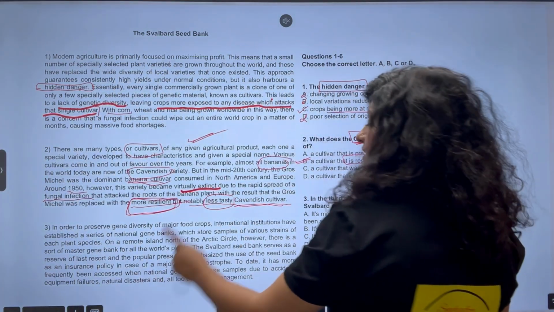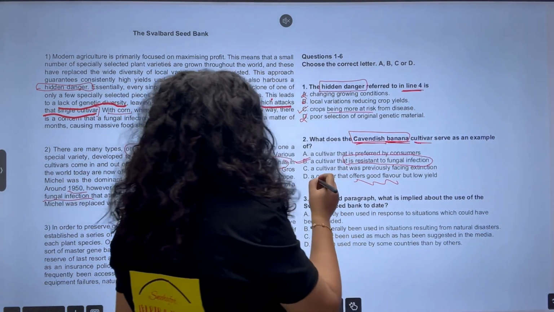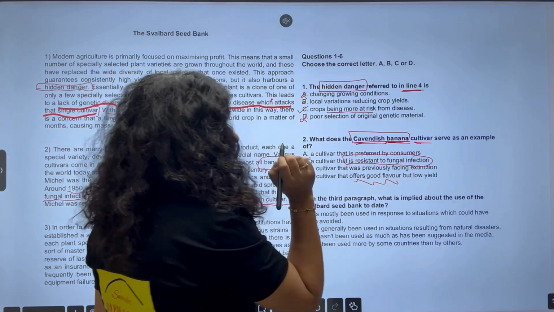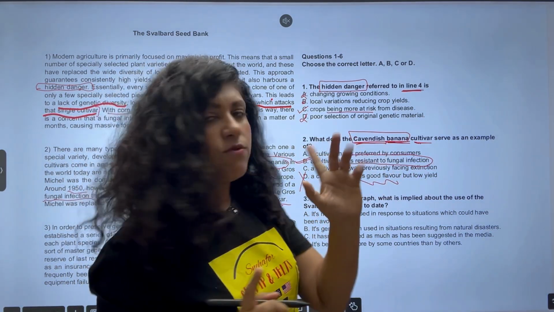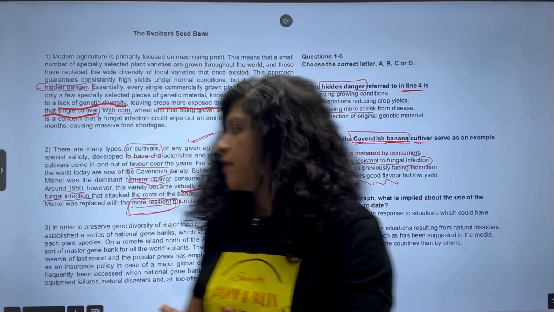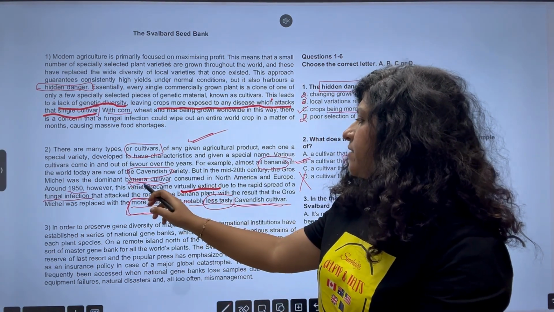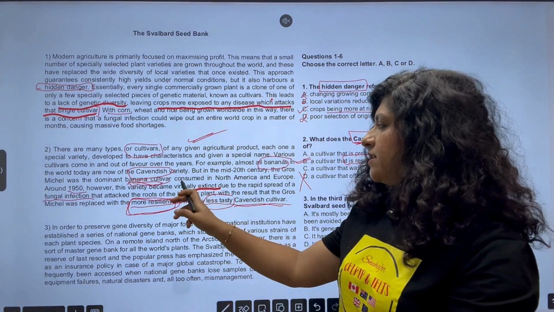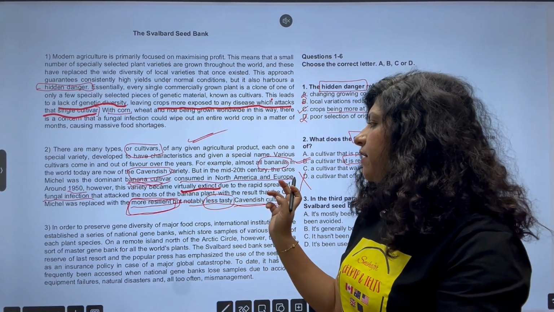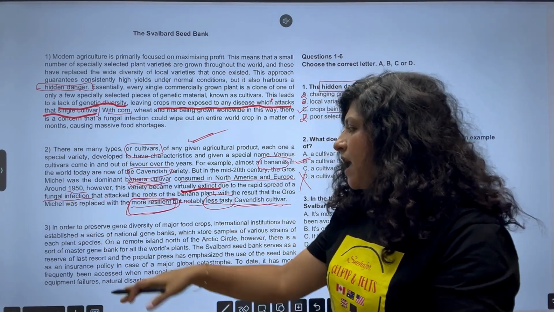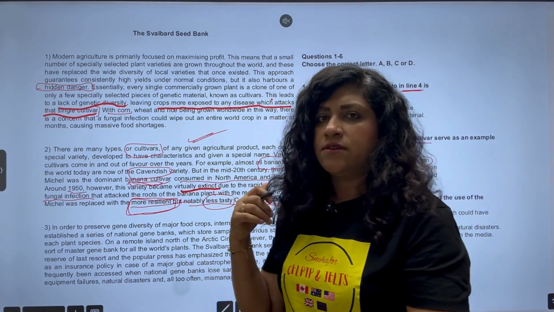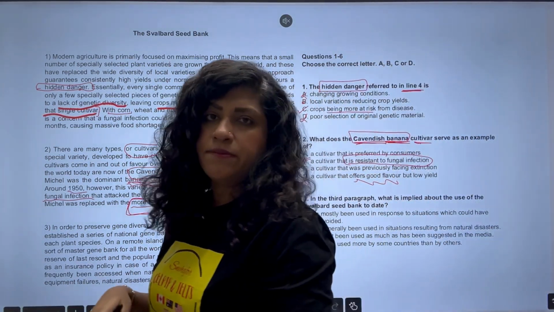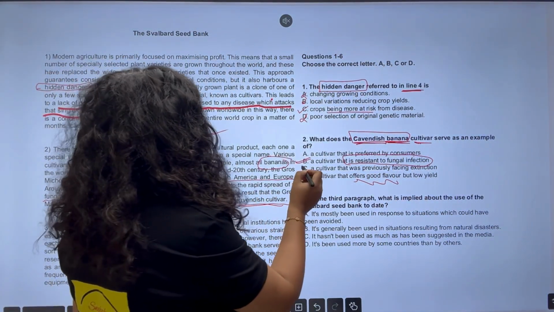Clearly no. It is less tasty. This cannot be your answer. A cultivar that was previously facing extinction: the Cavendish banana was not facing extinction. It was a banana cultivar, right? So this, which was consumed in North America and Europe in 1950, that was facing extinction. And in place of that came this Cavendish cultivar, right? So this was not facing extinction.